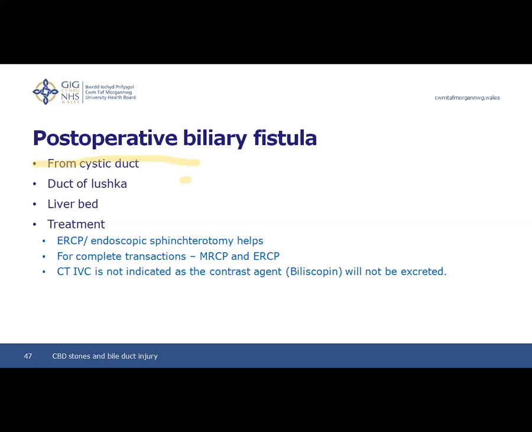And for complete transection, if the surgeon thinks there's a transection of the common bile duct, then try to do an MRCP, and following which they need an ERCP. And the most important thing which I want to stress here is try to avoid CT-IVC. It's not indicated, as the contrast bilirubin will not be excreted because of this CT.